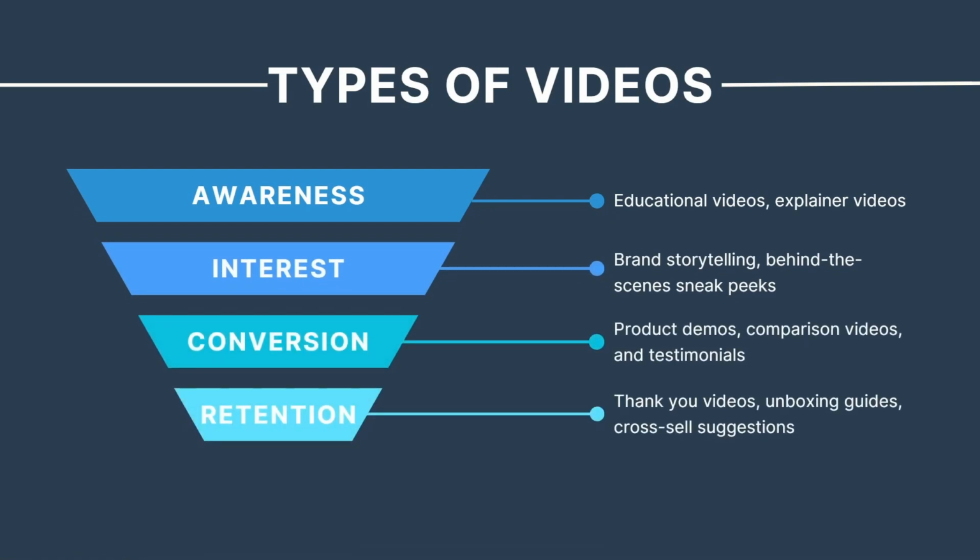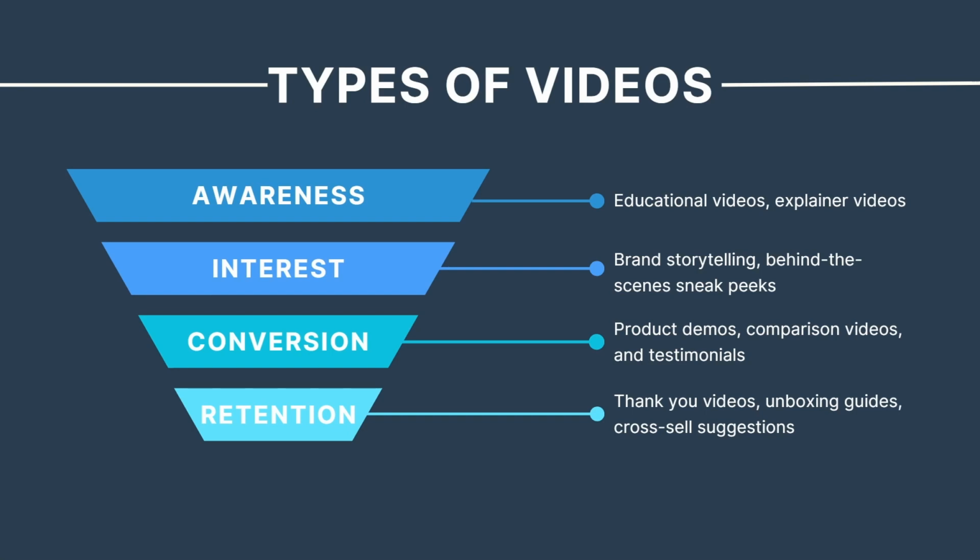One thing to test is the different types of videos that you're sending out. So different videos work best at different stages of your customer's journey. So let's kind of talk through a quick rundown of what works best at what stage. So at the top of the funnel, we have awareness. This is when someone first learns about your brand. So you want to be thinking more educational videos and explainer videos to kind of ease them into getting to know your brand and learning more about it.